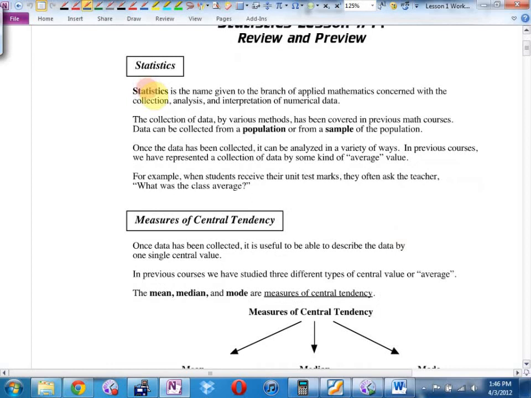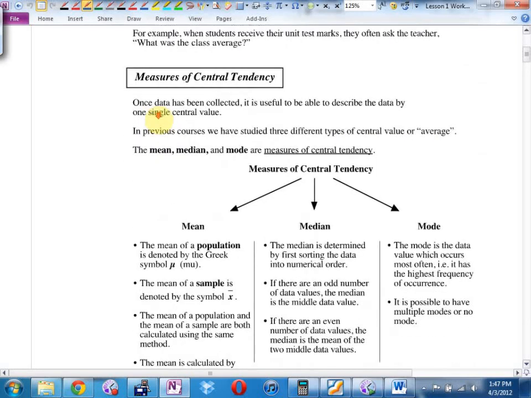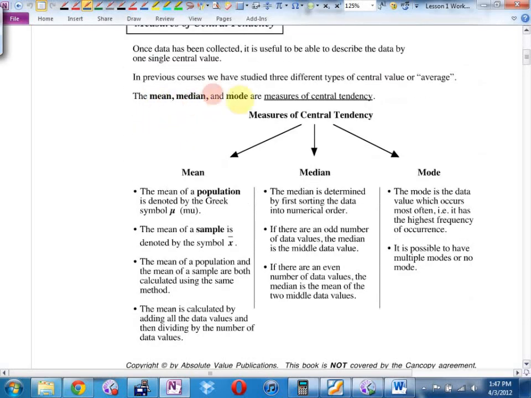So statistics. Here's a definition of statistics. I already gave you one. Data can be collected from a population. That's if you survey everybody. Or from a sample of the population. That's if you somehow survey a small group of the population and you're hoping that your sample will match the actual population fairly accurately. Once the data has been collected, it can be analyzed in a variety of ways. It's talking about average, measures of central tendency, mean, median, and mode.